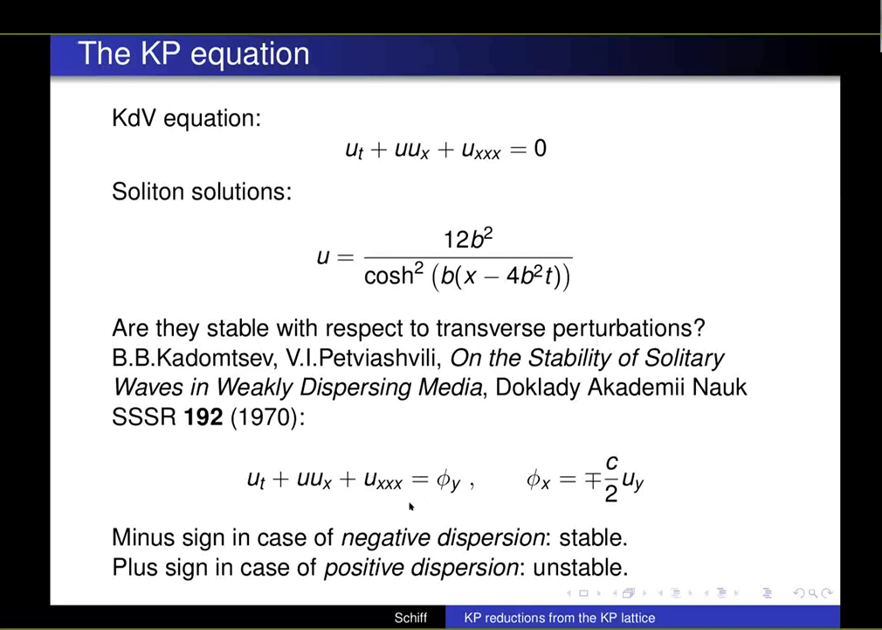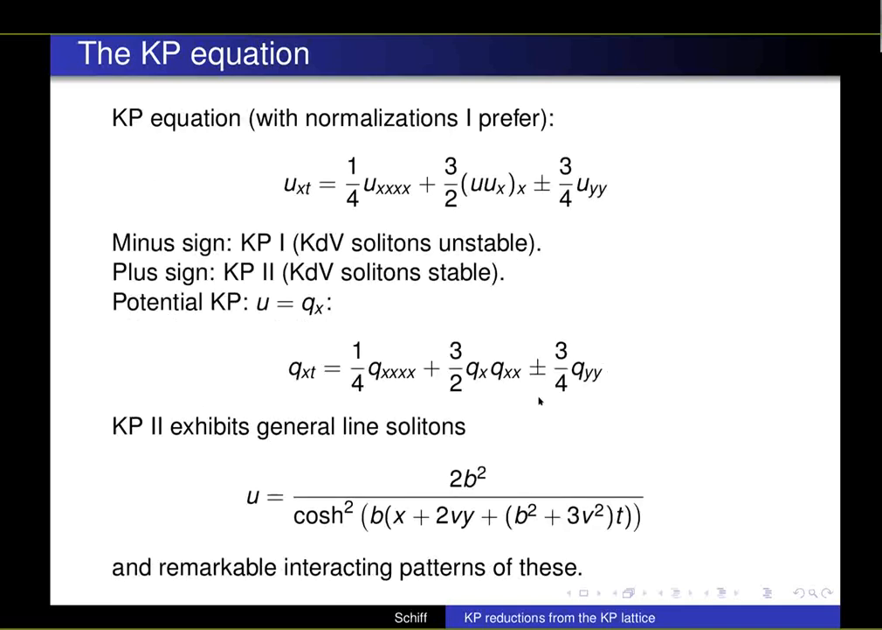Okay, now this equation, it's nice to get rid of phi. So how are we going to get rid of phi? If we just differentiate both sides with respect to x, then we're going to get an extra x derivative over here, but we'll get phi yx, which we can then replace by u yy. So I've introduced normalizations I prefer.